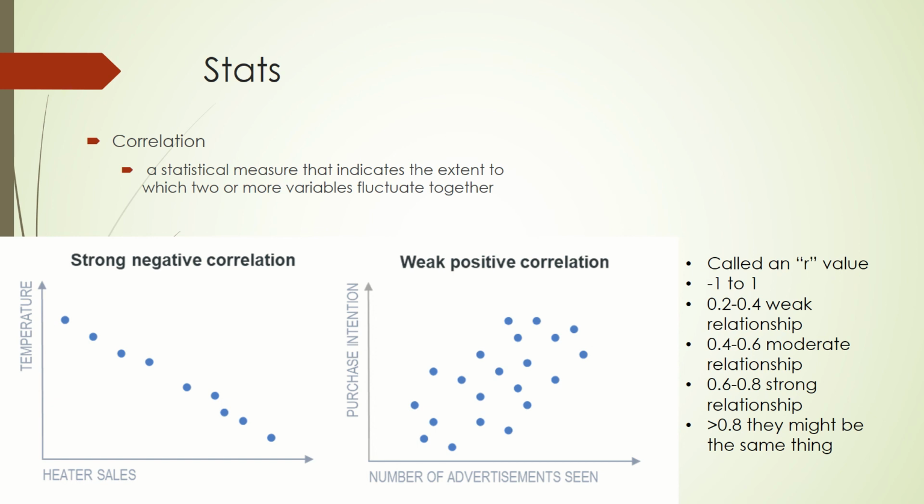Weak positive correlation: the number of advertisements seen and purchase intention goes up just a little bit. Here are some numbers that I want you to know. In other classes, I've had people memorize these exact same numbers because I think it's important. The correlation is frequently called a Pearson R, or just an R value. It ranges from -1 to +1. A -1 would be a strong negative correlation, that's what it would look like. And we can have a -0.2 to a -0.4, and that would be just a negative relationship, right?